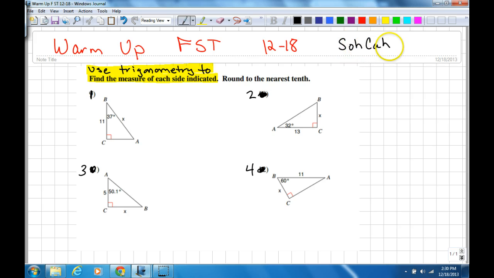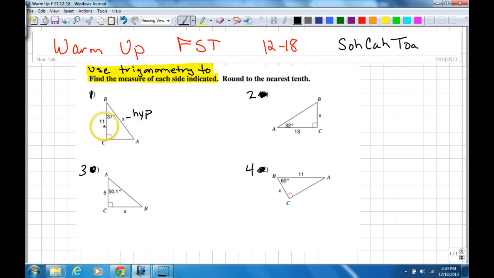SOH CAH TOA. So in this case, sine would be opposite over hypotenuse. Yes, you have to draw it that way. Cosine would be adjacent over hypotenuse. And tangent will be opposite over adjacent. So on this particular one, let's label our sides. X is on the hypotenuse side.